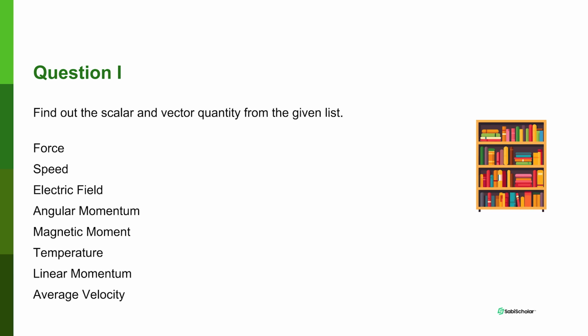Temperature is just the degree of hotness or coldness. If it is 100 degrees Celsius, that means it is 100 degrees Celsius. There's no direction involved. Linear momentum is another vector quantity. In fact, momentum is a vector quantity, whether it is angular or linear. And average velocity is a vector quantity.